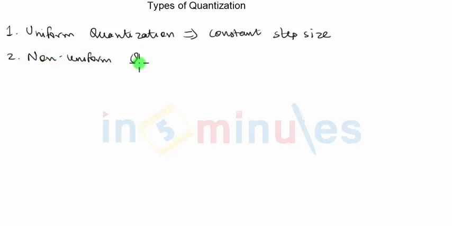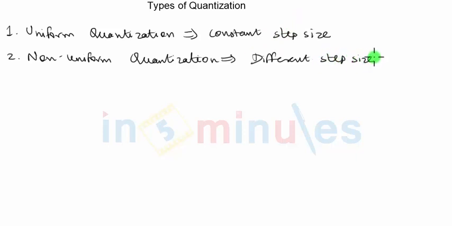non-uniform quantization. In non-uniform quantization, we don't use the constant step size throughout the range of the amplitude of the signal. The step size of different levels may be different in case of non-uniform quantization. So we say that it uses different step size for different levels. Now the question is, why do we need non-uniform quantization?